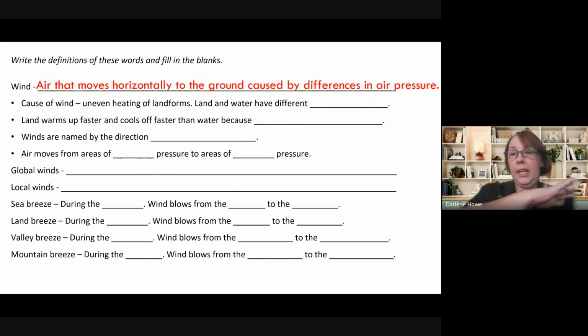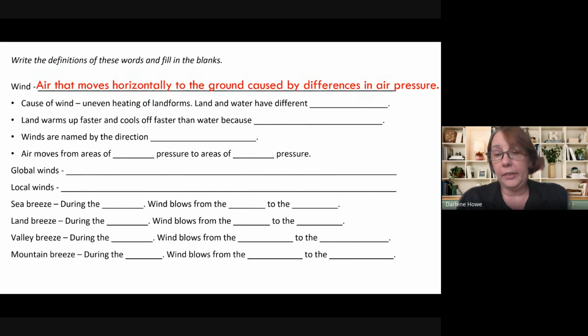And wind is caused by differences in air pressure. That is the definition of a wind, difference in air pressure. You've got high pressure, low pressure. High is always moving towards low. That is a wind. That's how winds form. Cause of wind, uneven heating of landforms.